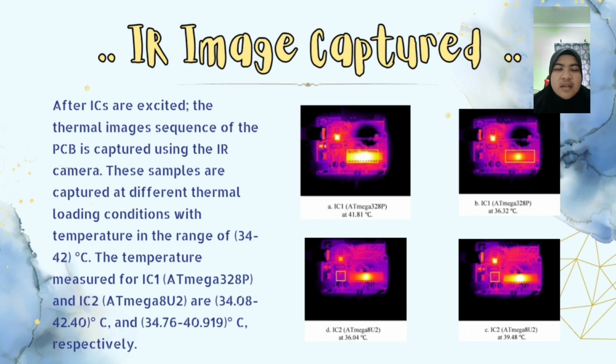IR image capture. After ICs are excited, the thermal image sequence of the PCB is captured using the IR camera. These samples are captured at different thermal loading conditions with temperature in the range of 34 to 42 degrees Celsius.